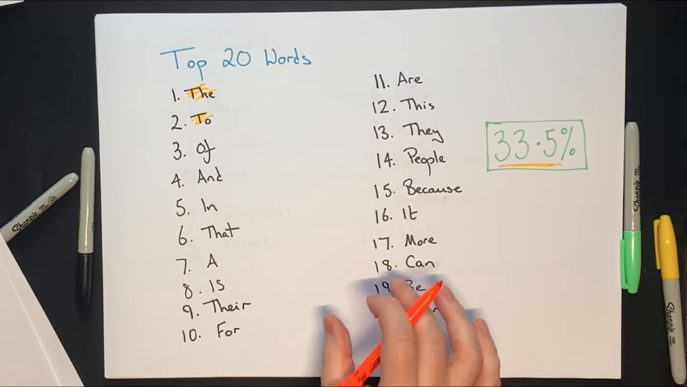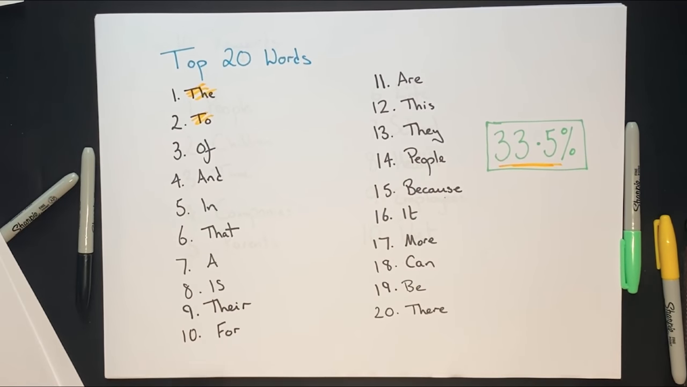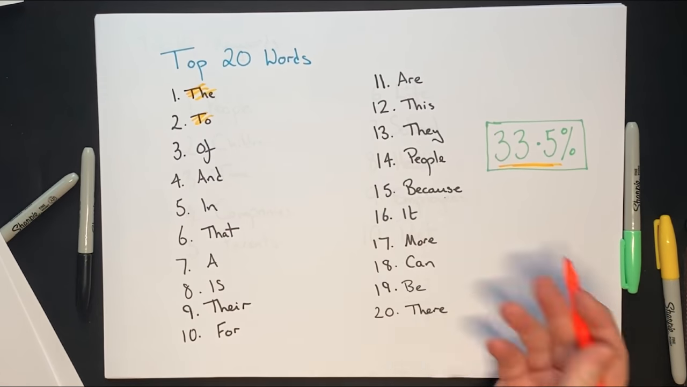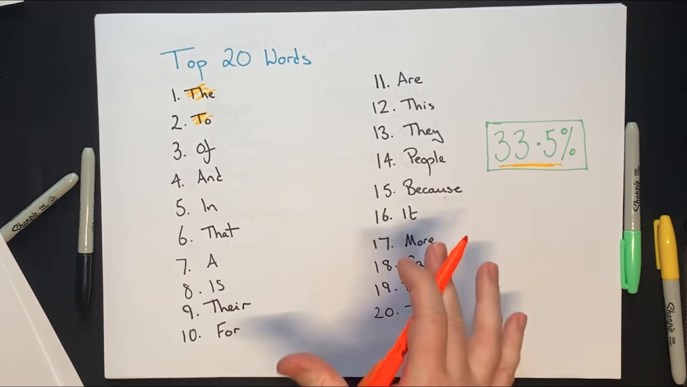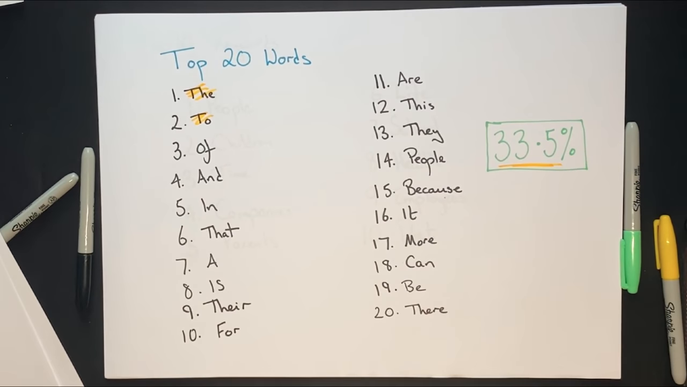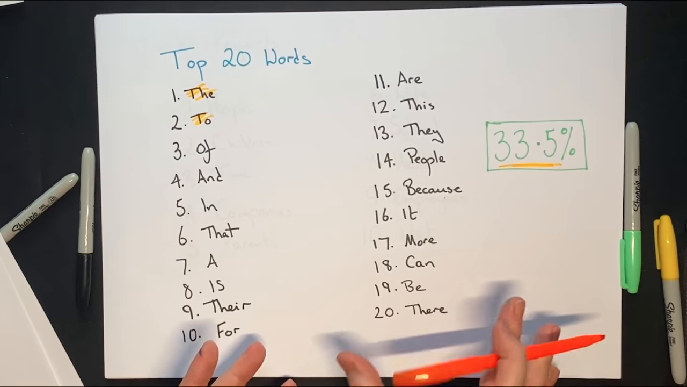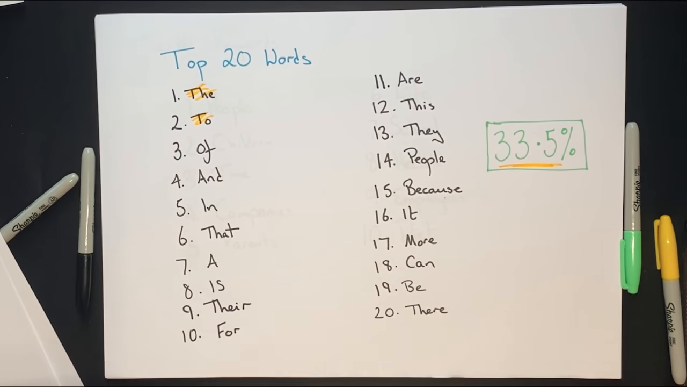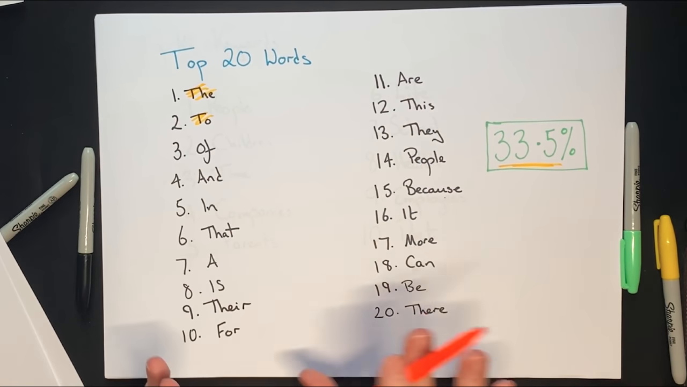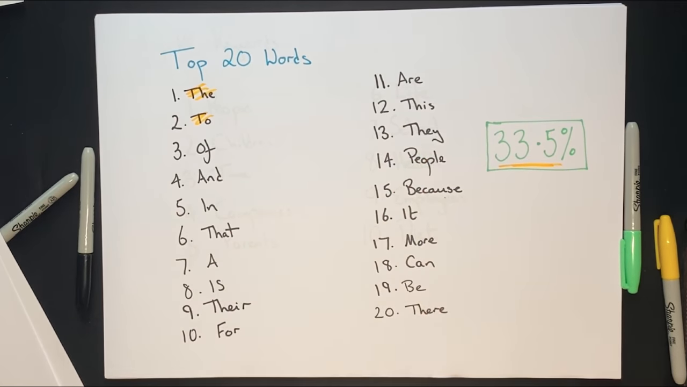The other interesting thing about these words is it shows that it is impossible to write a good essay without repeating some words. Try and write a band 9 or even a band 6 essay without repeating some of these words over and over again. So if your teacher is teaching you that you can never repeat a word, show them this. It's impossible to write an essay without repeating these common words. So don't worry if you repeat these common words.